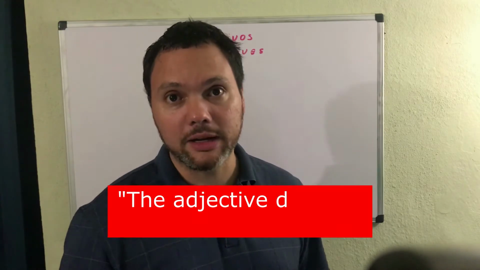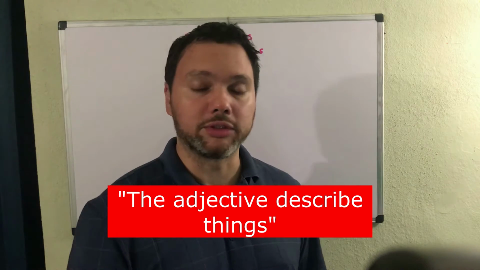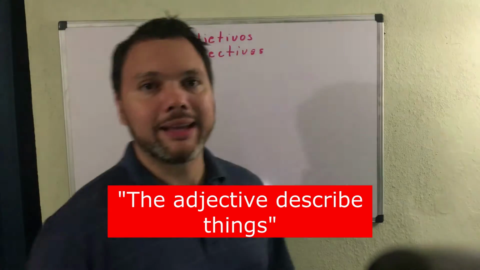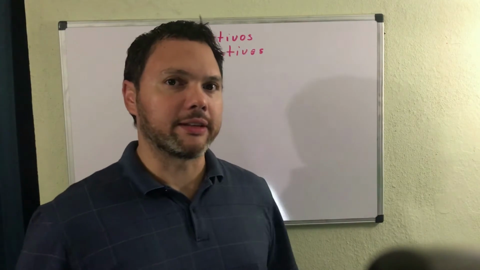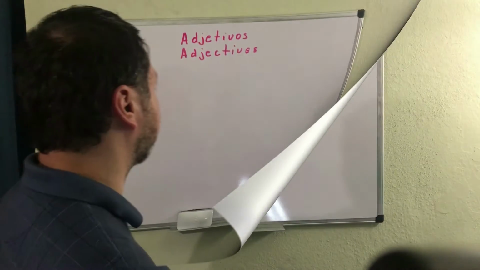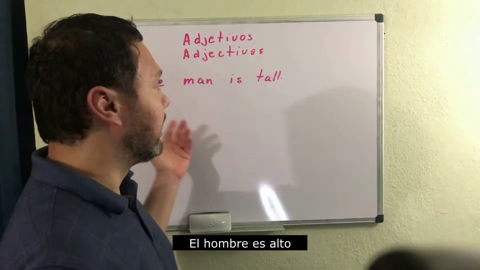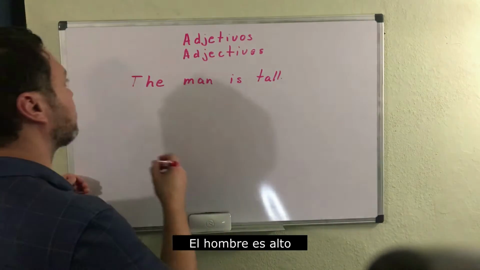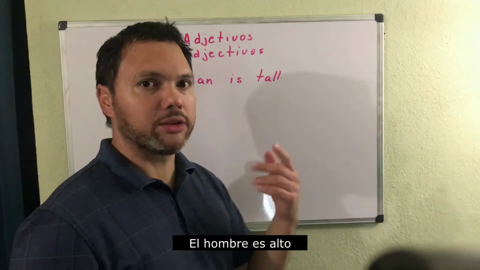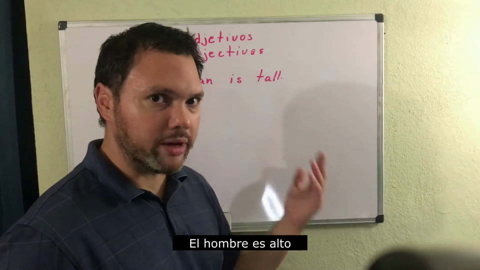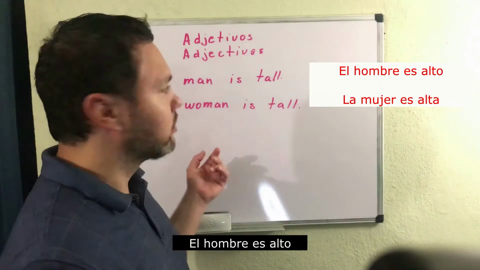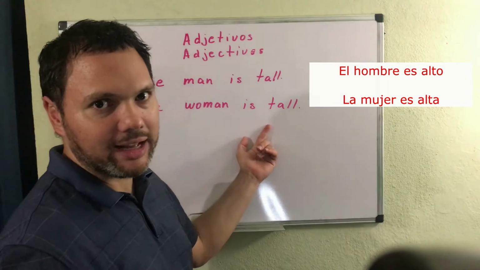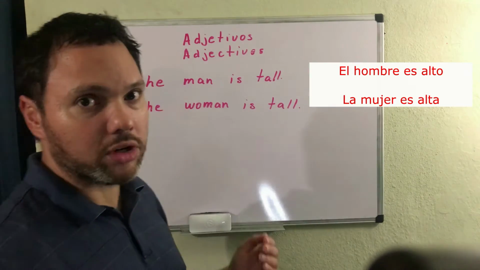The adjectives are made to describe things. In English, the adjective is a little bit easier because you don't have to shift around a lot. In Spanish, you do. Let me explain that to you. In English, you say the man is tall. El hombre es alto. However, you can use that same structure for women or kids. El hombre es alto. La mujer es alta, right? So you keep the same structure.